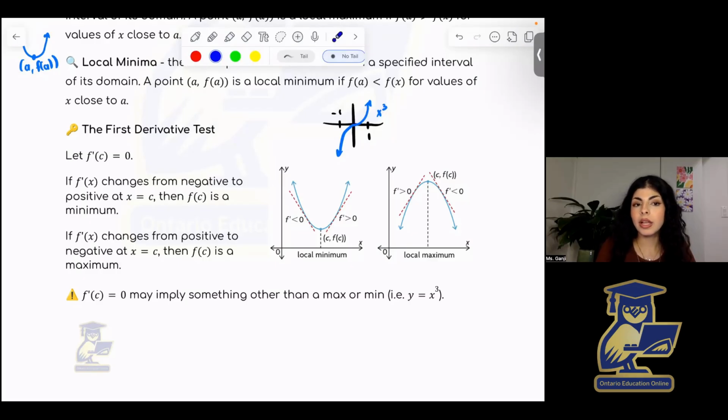But this is still a turning point for us because our curve has a point at which the instantaneous rate of change is briefly equal to 0. And that's exactly what happens here.